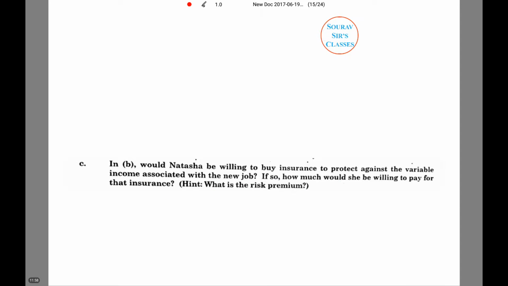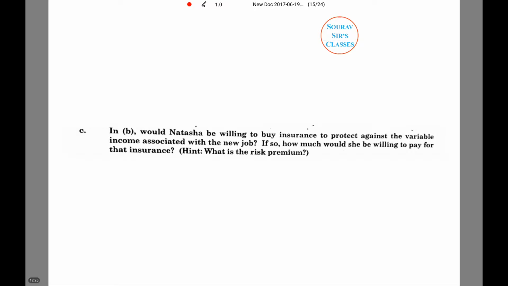One final question to this problem. In B, which was the previous question, where she would choose whether to take a new job or not, suppose Natasha buys insurance to protect against the variability in her income associated with that new job. Now we have to figure out how much she will be willing to pay for that insurance. From the previous question, we know that the utility of the gamble is equal to 19.85.